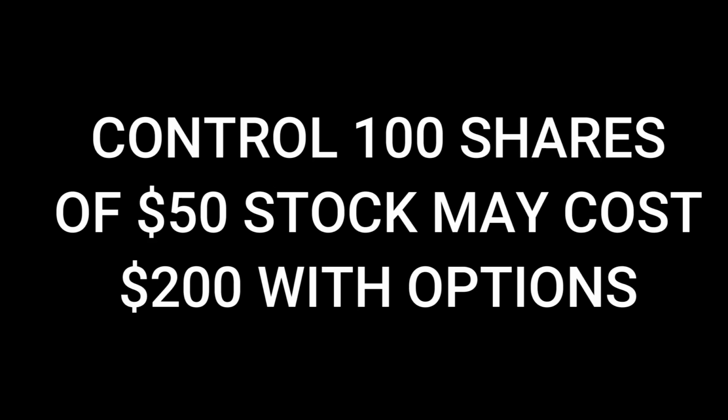Well, a few reasons. Leverage. With options, you can control a larger amount of shares with less money compared to buying the actual stock. This is leverage. So controlling 100 shares of a $50 stock might only require $200 in premiums when you're trading options, as opposed to $5,000 for buying the shares outright.